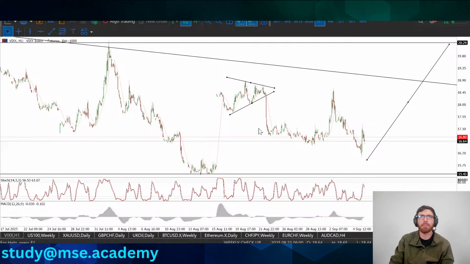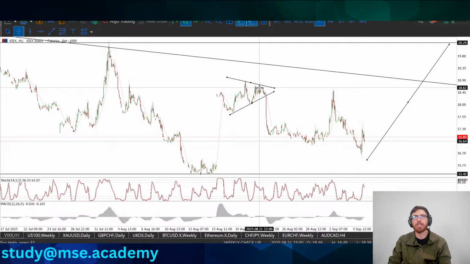Now, what actually happened was I shorted into this position around about here, around about the 1860s region, and that position was held down to the bottom here.